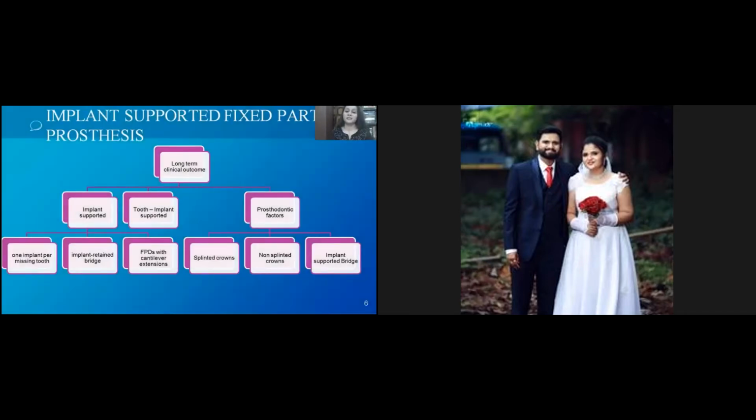Let me summarize these factors that influence the long-term clinical outcome. It can be an implant-related factor or a prosthodontic factor. For an implant-related factor, it can be either completely supported by implants or a tooth-implant-supported prosthesis. In implant-supported prostheses, it can be 1 implant per missing tooth, an implant-retained bridge, or FPDs with cantilever extensions. And the prosthetic options include splinted crowns, non-splinted crowns, and implant-supported bridge.